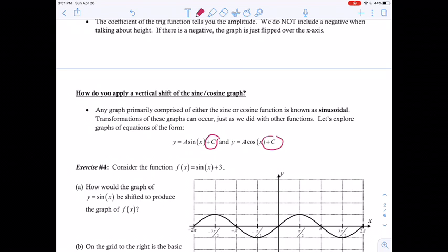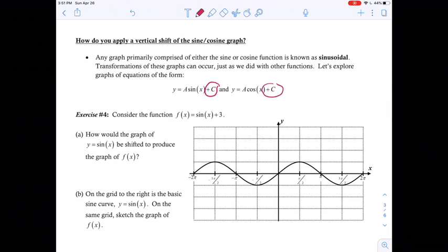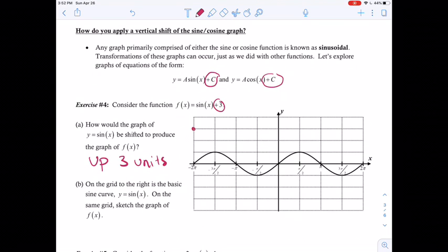They're still vertical shifts, just like all other functions. So consider the function f of x equals sine x plus 3. How would the graph of sine x be shifted to produce the graph of f of x? Well, since it's plus 3 at the end here, I know I need to go up 3 units. So let's take all of our points and move them up 3 units. 1, 2, 3.